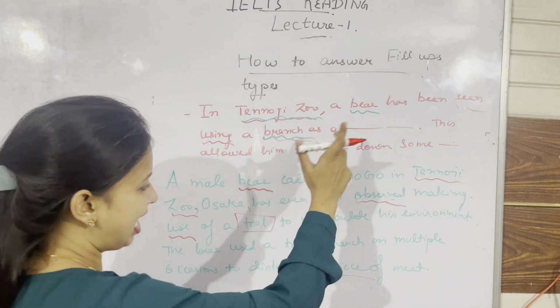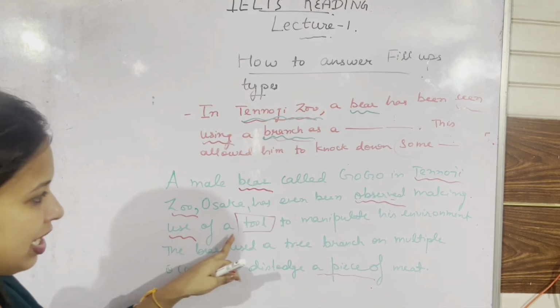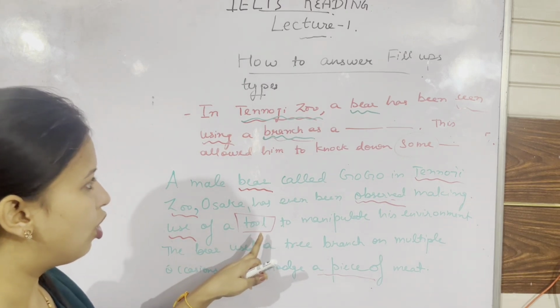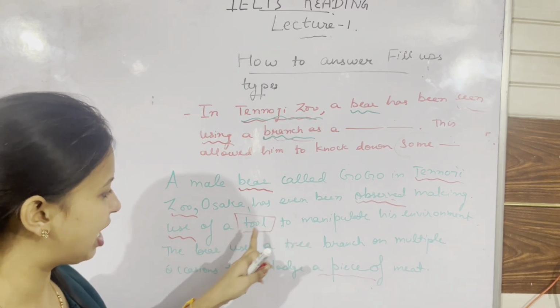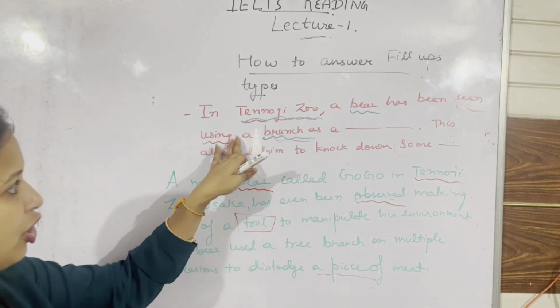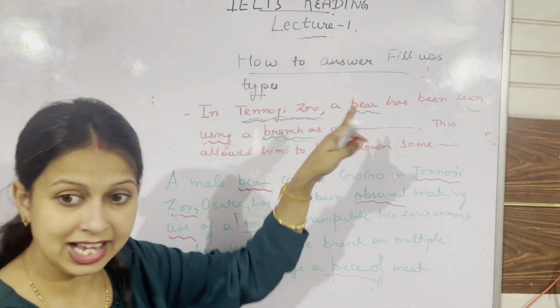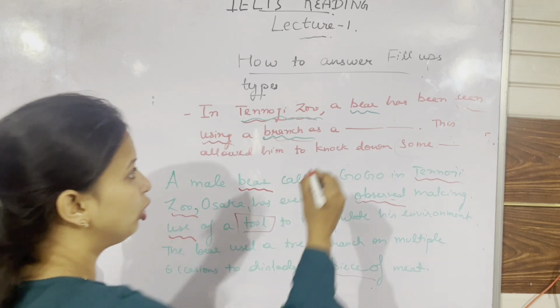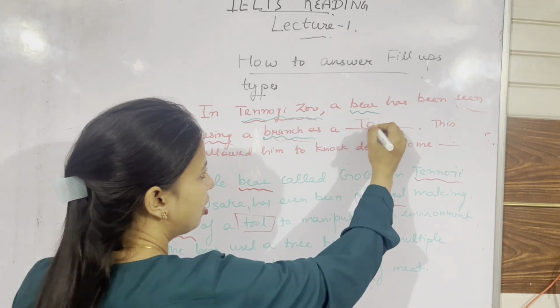Making use of a branch as a tool. What was he using? He was using a tool. Making use of a tool to manipulate the environment. Using a branch as a what? Tool. So what is the answer?